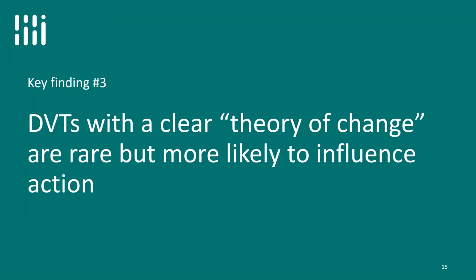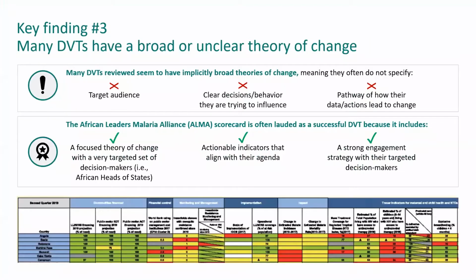A third finding is that few of the tools that we reviewed have a focused theory of change. Many DVTs reviewed seem to have implicitly broad theories of change, meaning that most of them actually specify their target audience, but what was missing in addition was a clear articulation of decisions or behaviors that they're trying to influence in their target audience and the pathway of how their data actions lead to change.